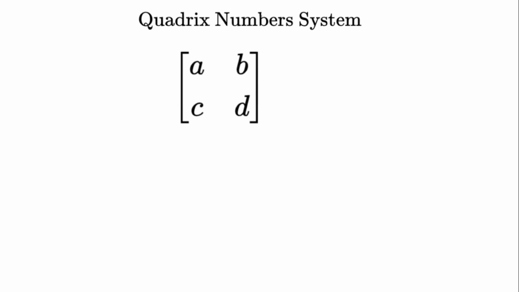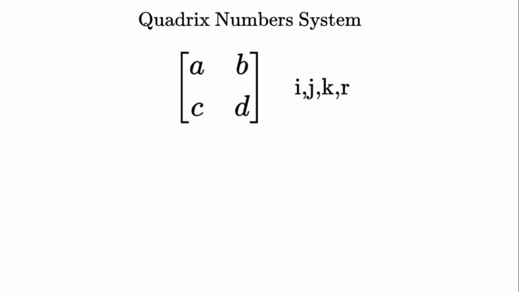Let's start with the big picture. Quadrix numbers are a four-dimensional number system built on four fundamental building blocks: I, J, K, and R. The main idea behind them? To represent 2x2 matrices in a simple algebraic way, making operations like multiplication or finding square roots much cleaner than traditional matrix methods. To understand where Quadrix numbers fit in, let's compare them to other number systems.